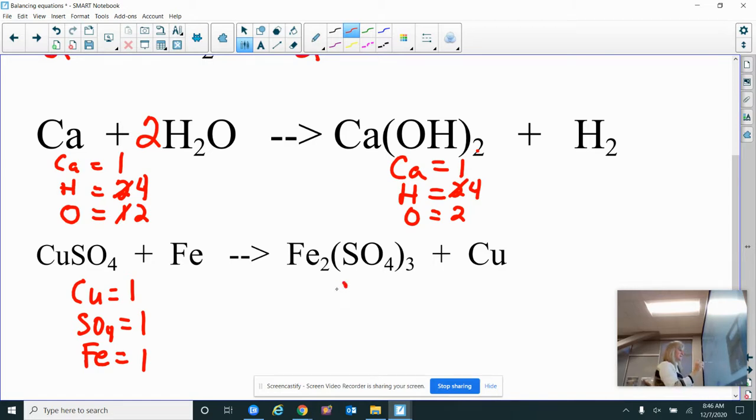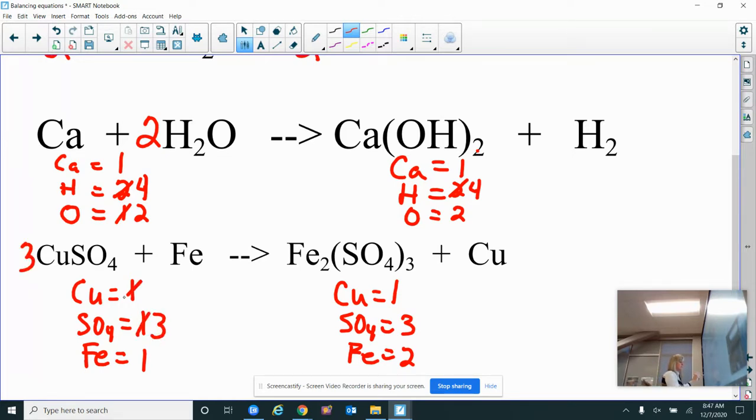On this side, keeping them in the same order, I have 1 copper, I have 3 sulfates, and I have 2 irons. So I can come over here and put a 3 here to make my sulfates 3, which also makes my coppers 3. I can come over here and put a 2 here, which makes my irons 2. And lastly, I can put a 3 here to make my copper 3. And then it's all balanced.